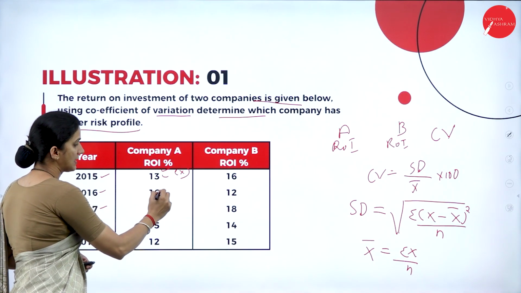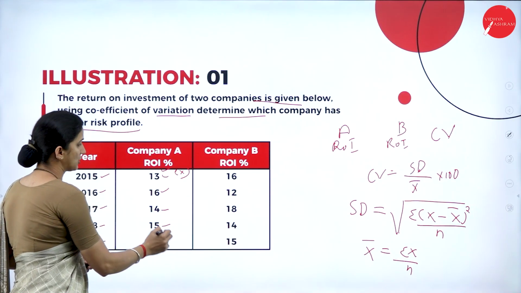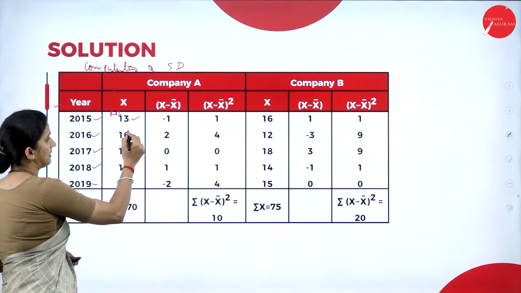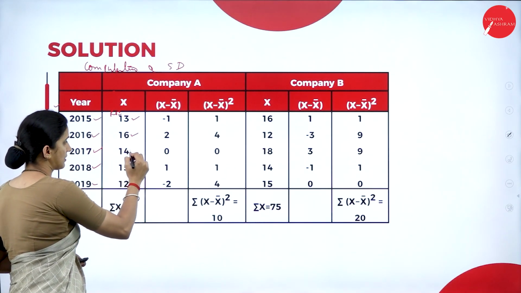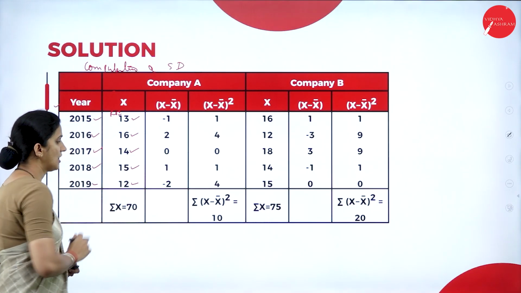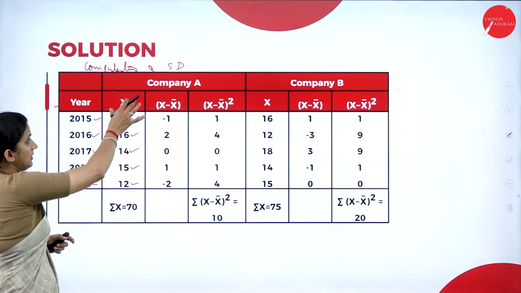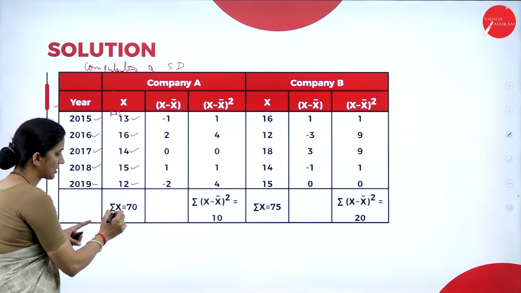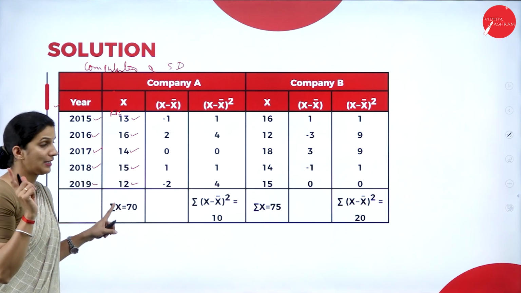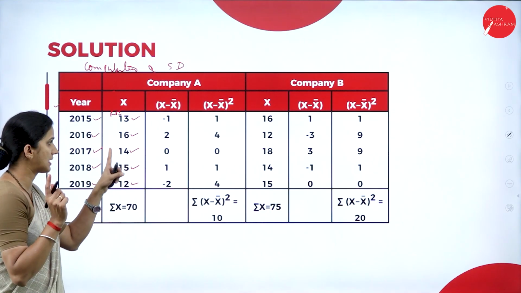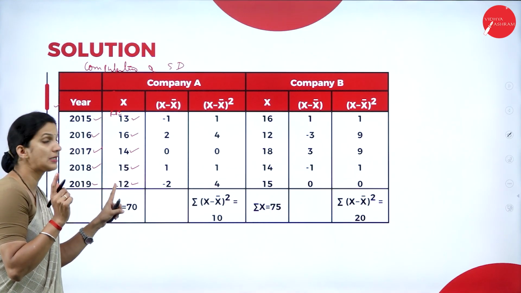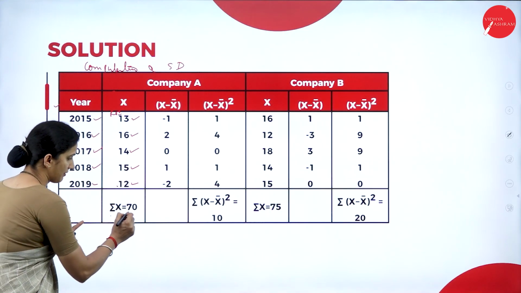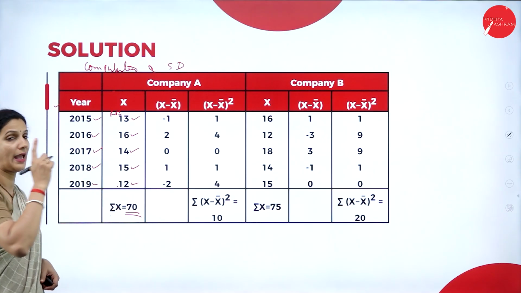So 13, 16, 14, 15 and 12. So this factor will take here 13, 16, 14, 15 and 12. So we'll take the X first. So we will do the total of X. So that is sigma X. So that means 13 plus 16 plus 14 plus 15 plus 12 will get 70. So this is sigma X.